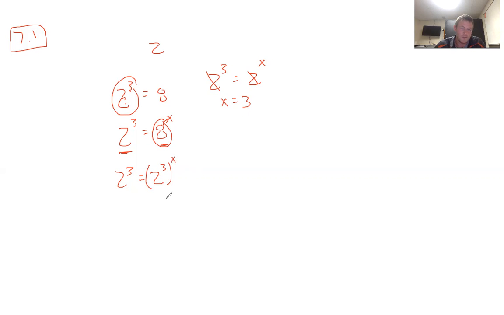to the x. Now, when you have an exponential raised to another power, you rewrite that and say 2 cubed is equal to 2 to the 3x. See how the bases are the same now? You can cross them off. So now I have 3 is equal to 3x, and I have x equals 1. So the key to solving exponential equations where there's x up here is to get the bases the same.